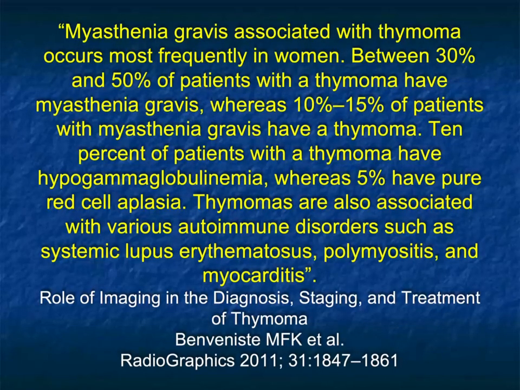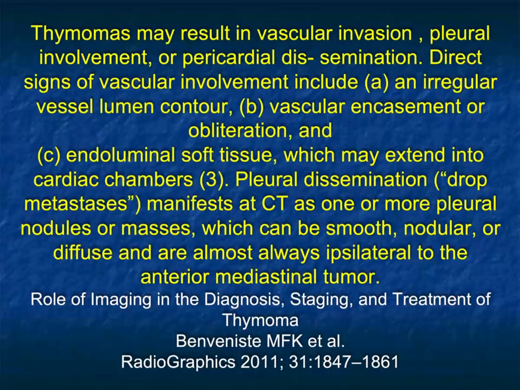10% of patients with thymoma have hypogammaglobulinemia, and 5% have pure red cell aplasia. So very important. Thymomas also are associated with autoimmune disorders. So if you're looking at a patient with autoimmune disorder and you're looking at chest, abdomen, pelvis, look very carefully at the anterior mediastinum.